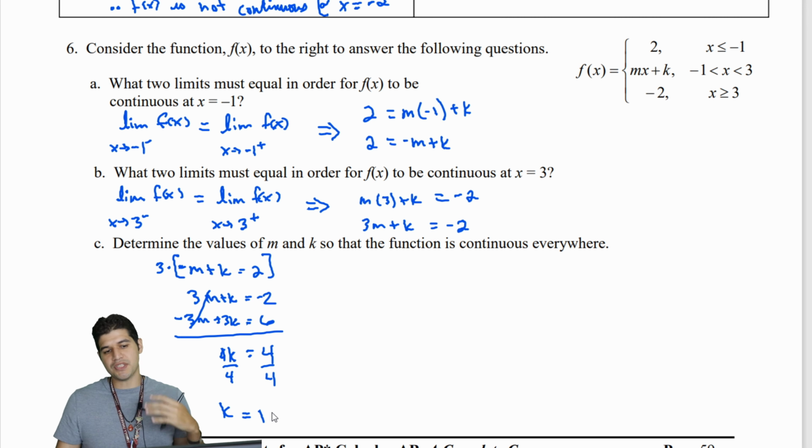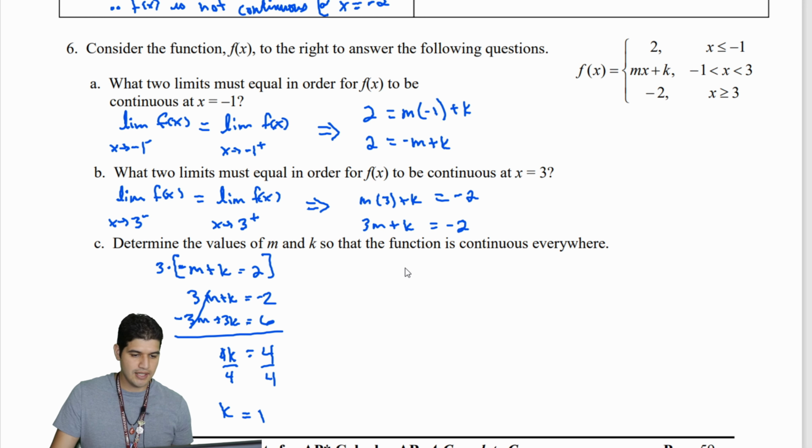So in my case, I'm going to use the second equation. 3m plus k, but k we know is going to be 1, equal to negative 2. So I'll subtract 1 and I'll get 3m equal to negative 3. And then I'll divide both sides by 3, and I'm going to get m equal to negative 1.